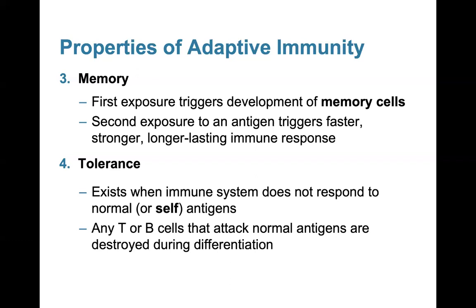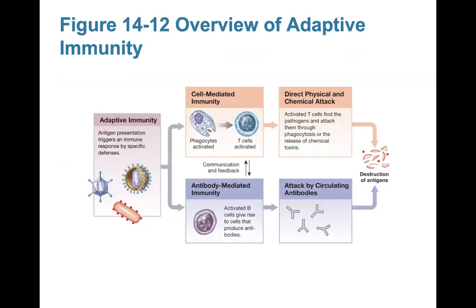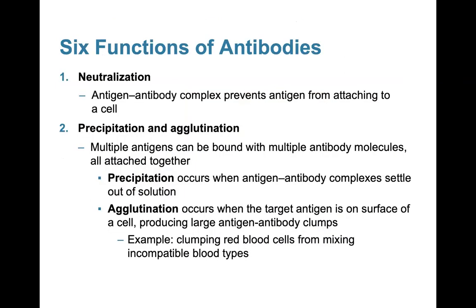Tolerance exists when the immune system does not respond to normal or self antigens. Any T cell or B cell against normal antigens is destroyed during differentiation, meaning you can't have your own immune system attacking your own cells. So this is an overview of adaptive immunity. Again, we have the two branches, cell-mediated and antibody-mediated, and then it gives you the little pathways down from there.